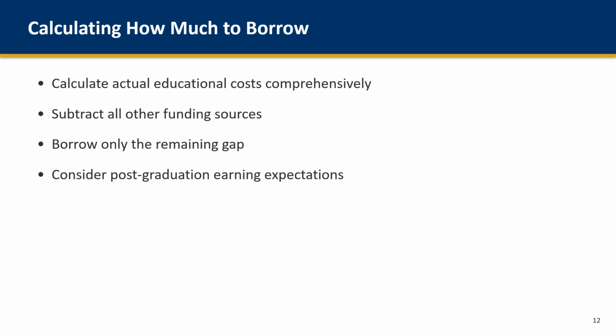Just because you can borrow $20,000 doesn't mean you should if $15,000 covers your genuine needs. Every dollar borrowed accrues interest and requires repayment. Consider your post-graduation earning expectations. The standard guidelines suggest total educational debt shouldn't exceed your expected first-year salary. If you expect to earn $50,000, keeping debt below $50,000 is advisable. This isn't a hard rule, but it provides a sanity check. Higher debt-to-income ratios create repayment difficulties.